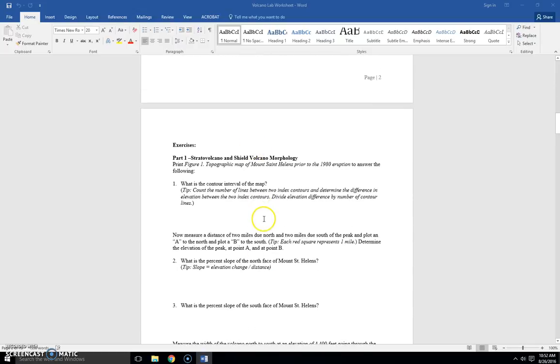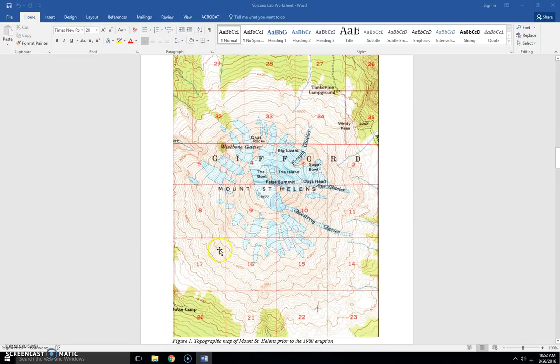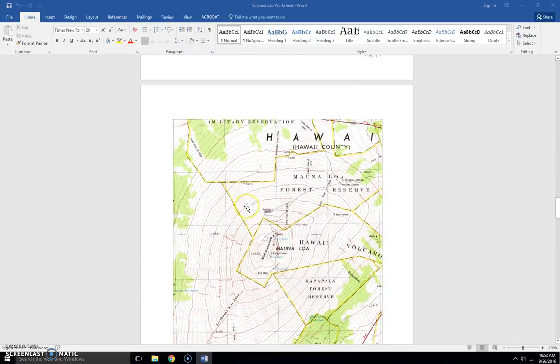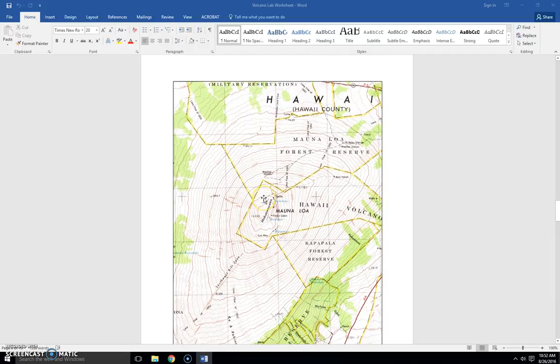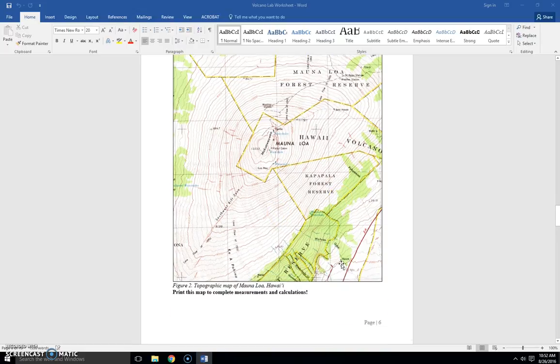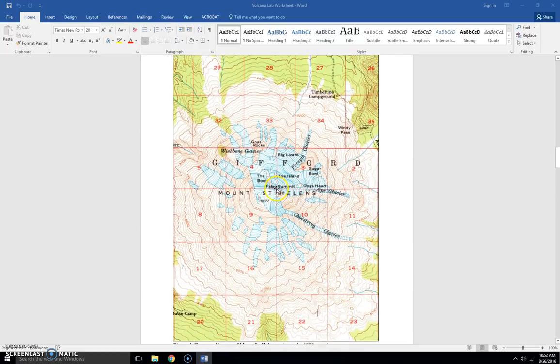Here's the worksheet exercise. The maps that you need are in the worksheet, and this is the map that you get to print out, and then there's another one here for Mauna Loa. In these maps, the squares, the true squares, are a mile on each side. So in this one, this is a mile square. This rectangle is a mile this way, but not quite a mile on this side. So this is your mile length.